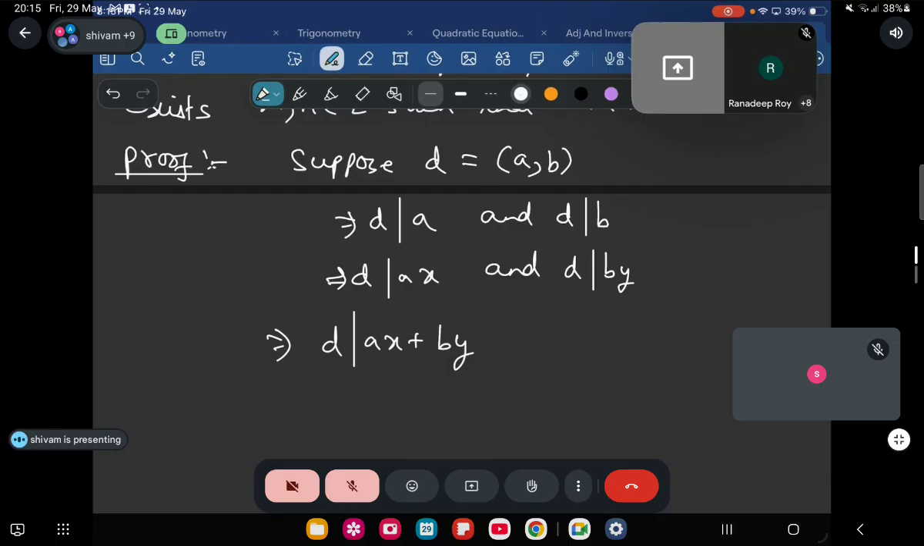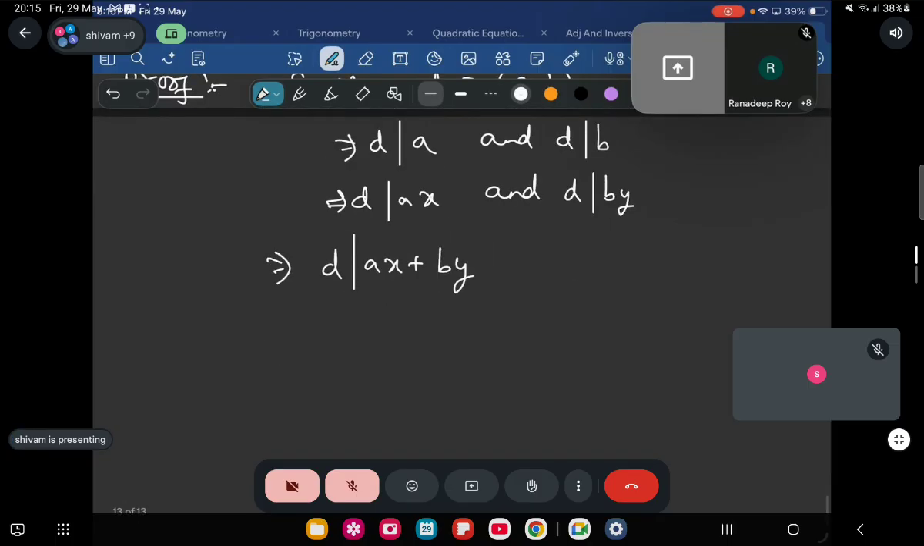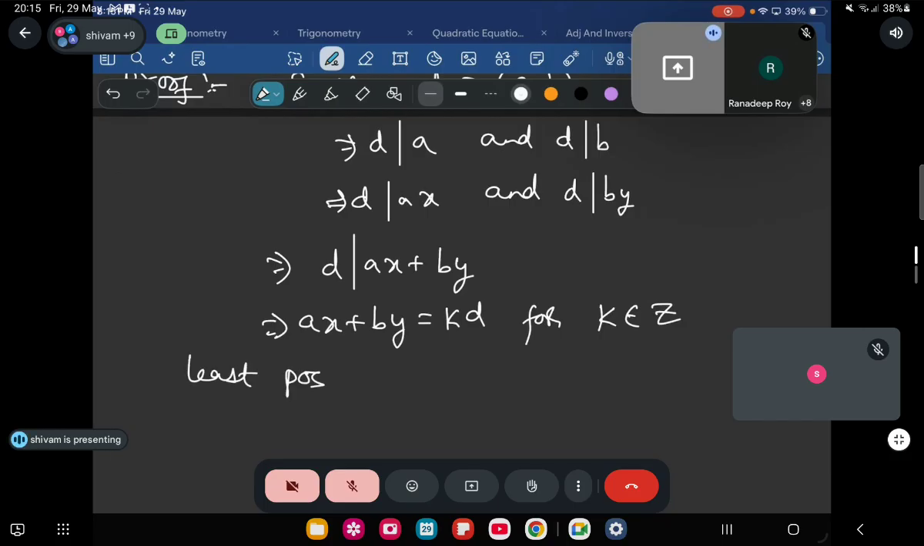Okay. If D divides AX plus BY, I can say that AX plus BY is equal to KD for some K belonging to integers. And what is the least positive value of K? It is valid for all values of K, right? What is the least positive value of K? K will be equal to 1, right, everyone? Yes, sir. This implies AX plus BY is equal to D. Okay, hence proved.